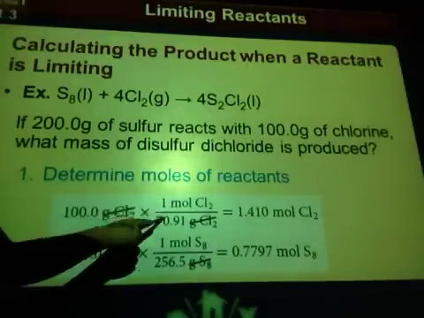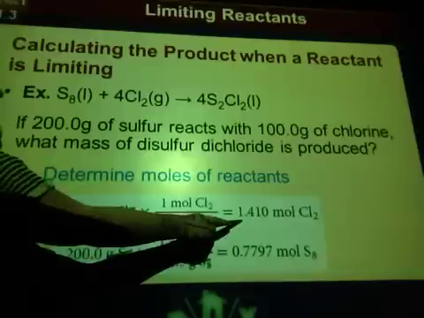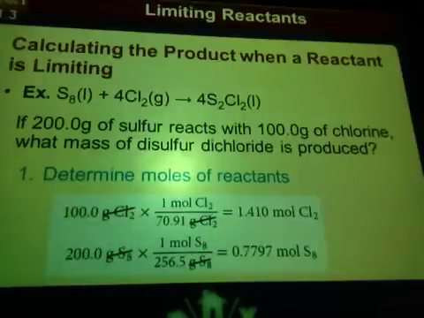I found the moles of chlorine. My moles is 1.41 moles of chlorine. I did the exact same thing for sulfur. I started off with 200 grams of sulfur. I just want to convert that to moles.